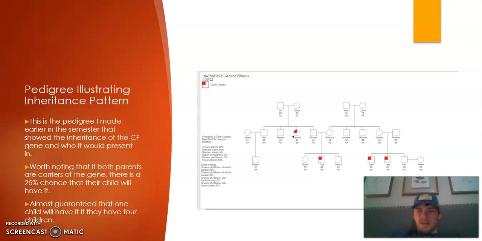You can see with this pedigree chart, I marked with the red corner who would have the cystic fibrosis and the probability of each couple's next child to have the mutation. And then I also included the chance of the affliction with the disease if they carried the gene, or a combo of both. Wow, I fumbled through that.